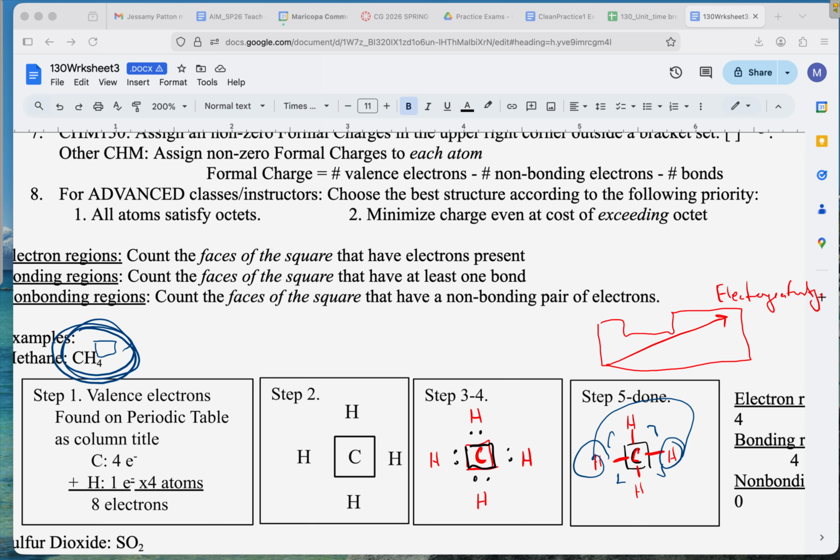You'll talk about electron regions. So we'd go around that square and we say, where do I have electrons? Do I have electrons on this face? This face? This face? It doesn't say anything about how many, just are there electrons on that face? And as long as there's electrons on that face, that counts as an electron region. I have 4 regions of electrons. Because I have 4 regions of electrons, I now need to memorize the shape that comes out of it.